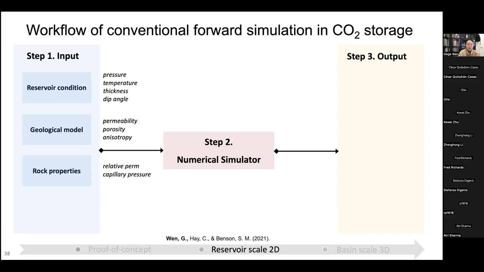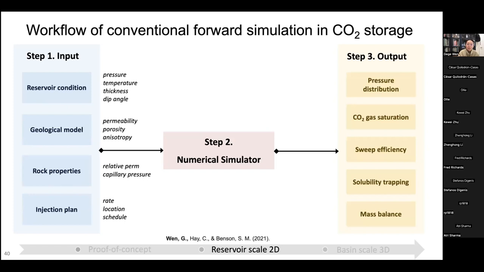And then rock property. So this is the quantity that I showed about 10 slides, 20 slides earlier, the relative permeability and capillary pressure. These are very important for CO2 storage. And lastly, the injection plan: the rate, the location, and the schedule that we're injecting CO2.